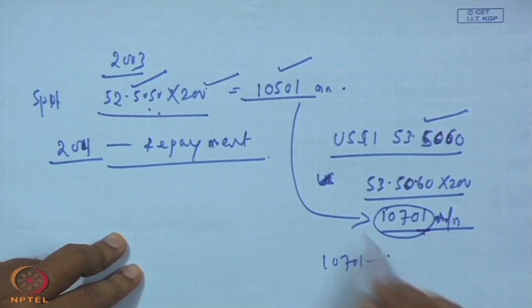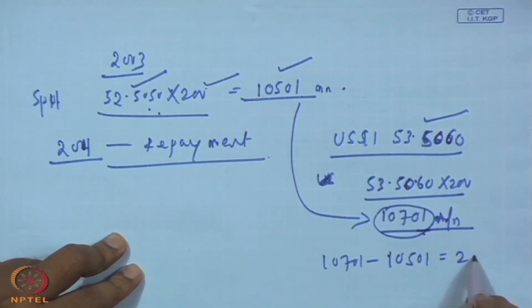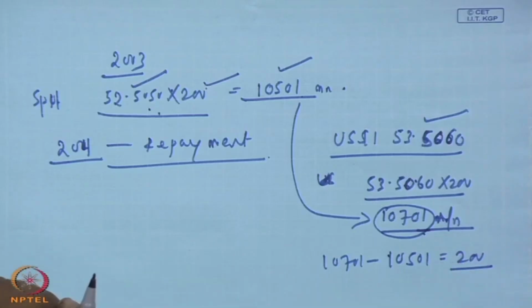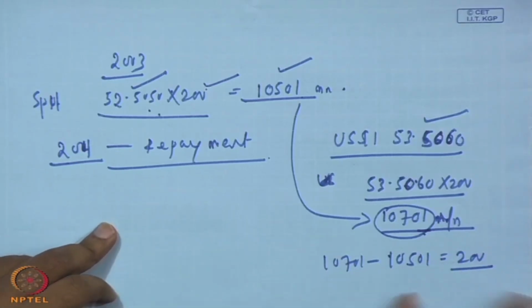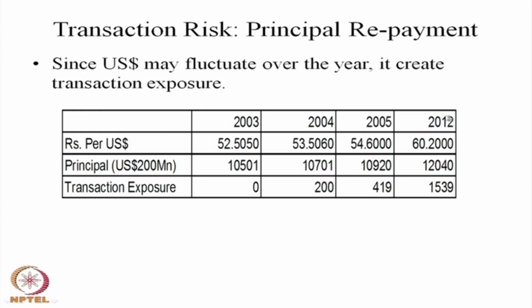10701 minus 10501, this is 200 millions of rupees extra he is repaying, only principal amount. That is transaction exposure. And this same thing I have calculated here for 2005, 2012, and the principal itself creates a different amount he is paying because of change in exchange rate or fluctuation in exchange rate. It is a transaction exposure, it is a principal payment only.